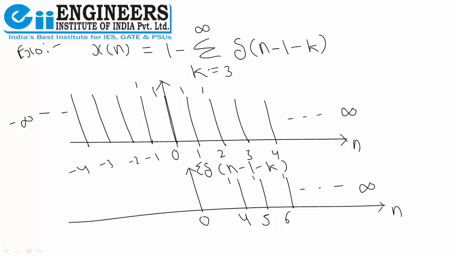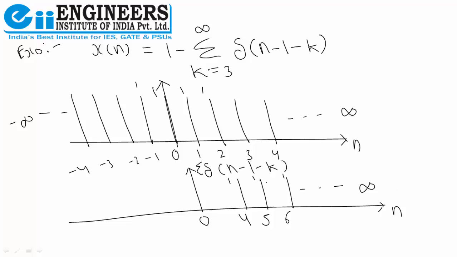Now suppose you want to subtract, because there is a minus sign. So x of n is 1 minus the summation k equal to 3 to infinity of delta n minus 1 minus k, so these two figures need to be subtracted. If you see the first figure, it runs from minus infinity to plus infinity, all values are 1, 1, 1, 1. But here from 4 to infinity the values are 1, 1, 1, 1.